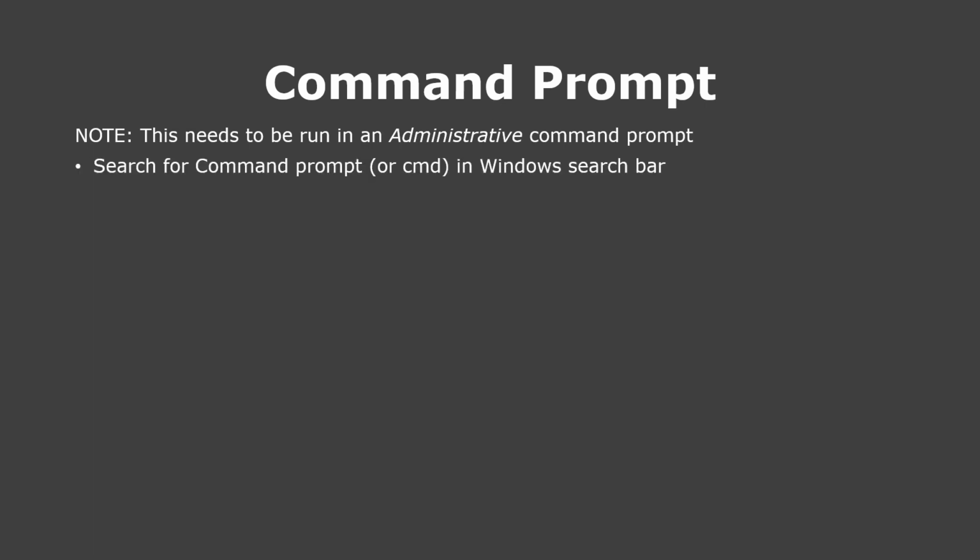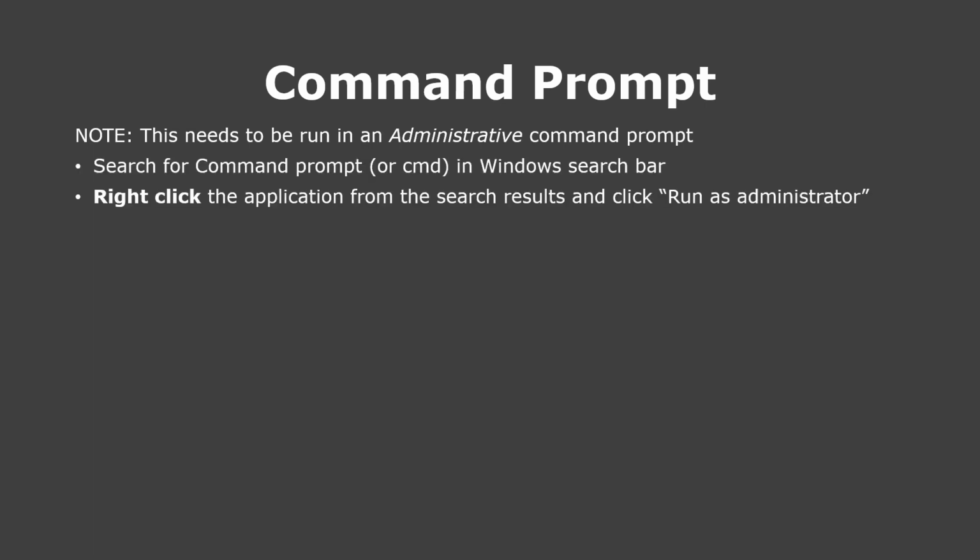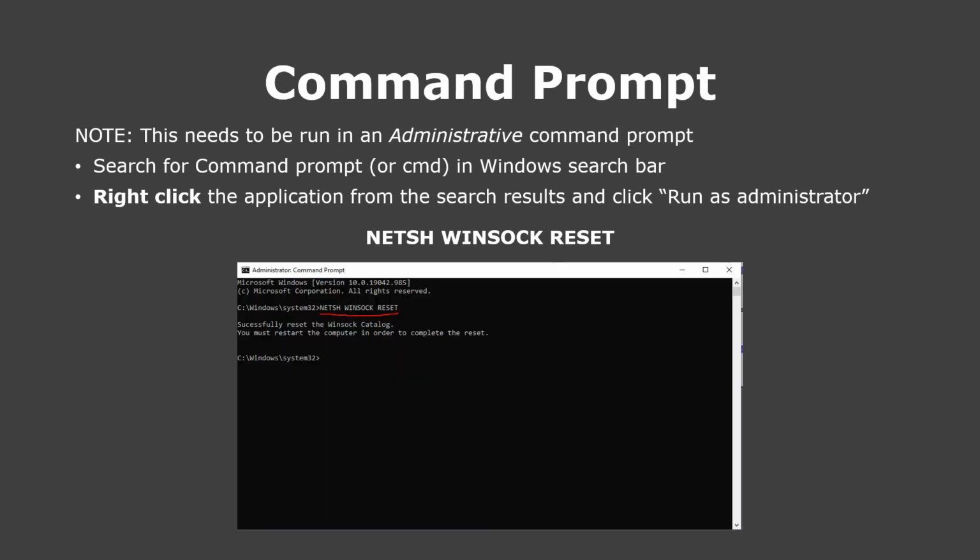Search for command prompt in the Windows search. Right-click the application from the search results, then choose Run as Administrator. In the command prompt window, enter netsh winsock reset and press enter. I have had this save me from network issues only half the time, but it was awesome to have the command available. After this command completes, you will be instructed to restart the computer to complete the configuration change.